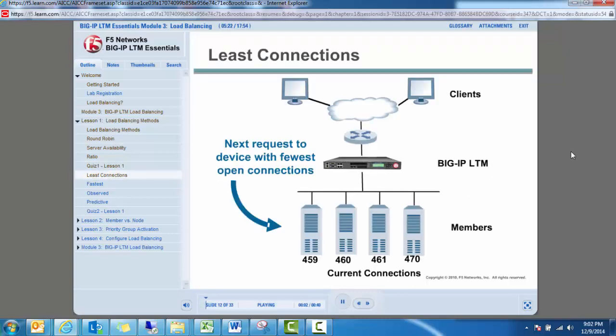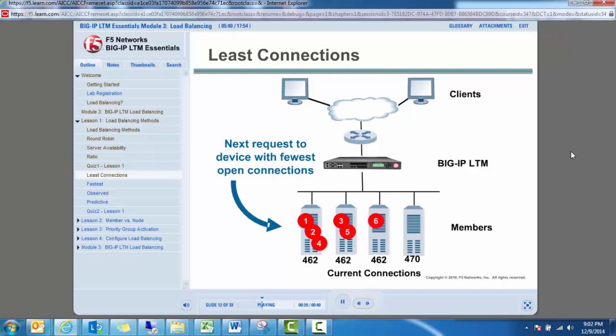The least connections load balancing method uses the current connection count to decide where to send the next client request. Assume the current connection counts are as listed. The next connection will go to server 1. Now server 1 and 2 have equal counts, so BIG-IP will round robin between them.